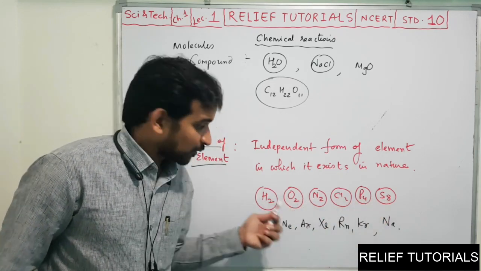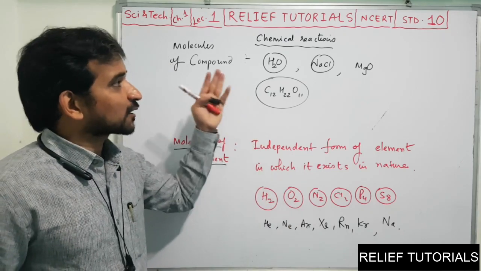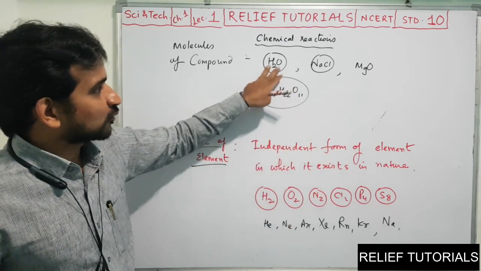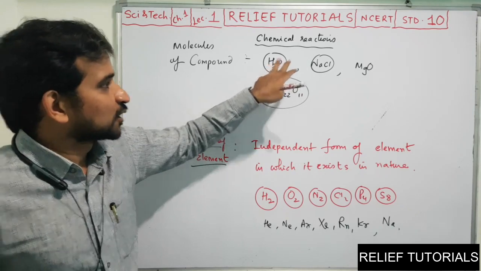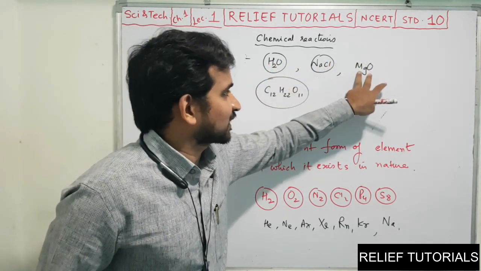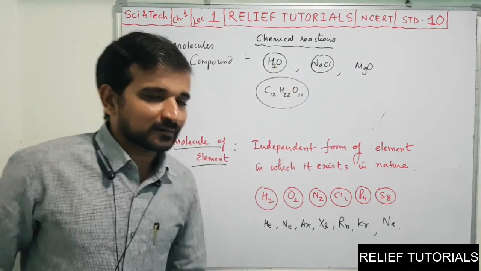Okay, more than two, but one type. Here the types are two or more than that. Here two types of elements are present, a basic substance. Two types of atoms are present here. Three different types of atoms are present here.